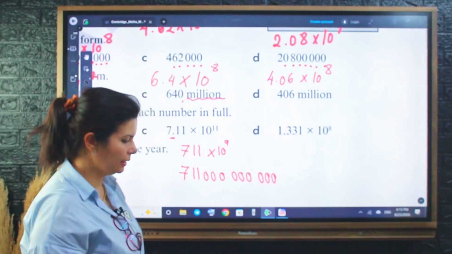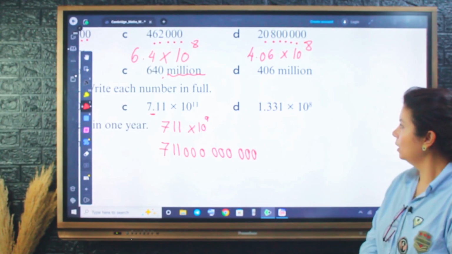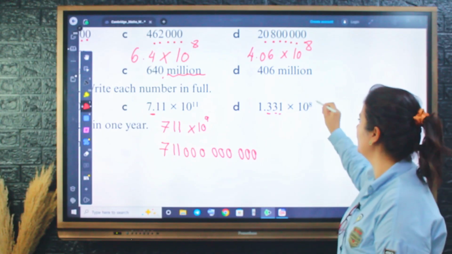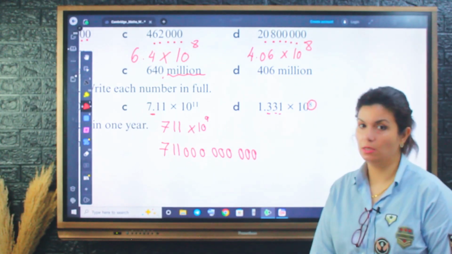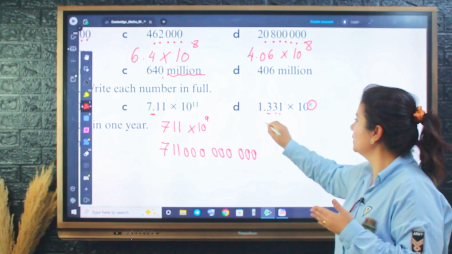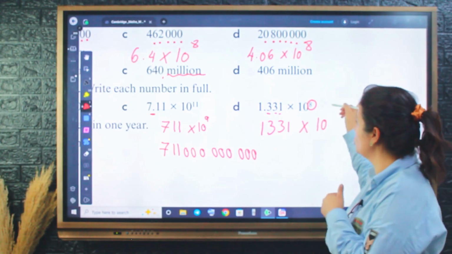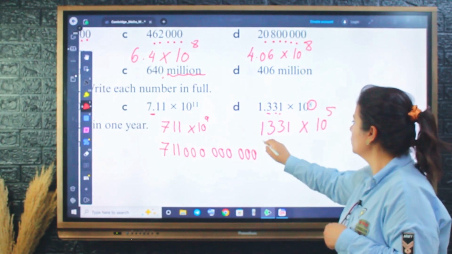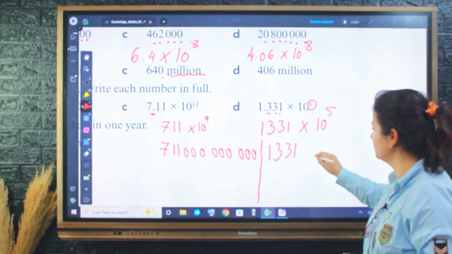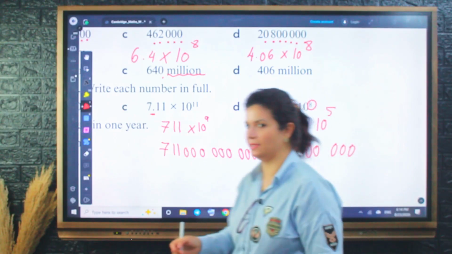Okay, look at letter D and focus. Here we have a point after 3 decimal places and we have 10 raised to 8. So we can replace this point with 3 of 8. So the number is going to be like that, multiplied by 10 raised to power 5. So I'm going to write the number as it is and add 5 zeros. 1, 2, 3, 4, 5. It's okay. Super easy.